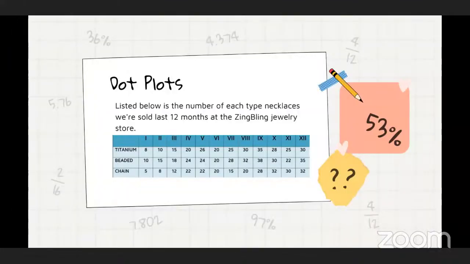So, first, I'm going to explain the dot plots. Listed below is the number of each type of necklace sold in the last 12 months at the Siblings Jewelry Store. And here are the types: titanium, beaded, and chain. For the first month, titanium sold 8 pieces, beaded 10 pieces, and chain 5 pieces, and so on until the 12th month.